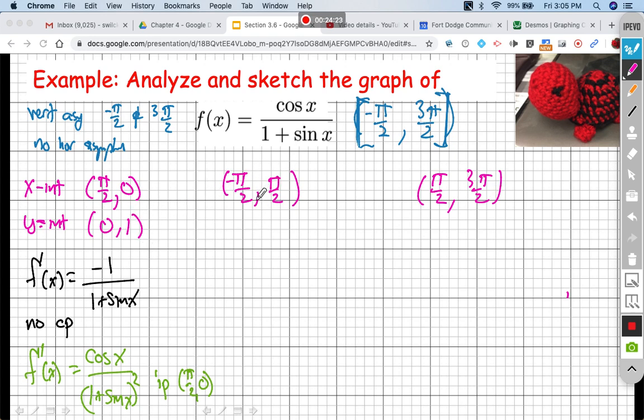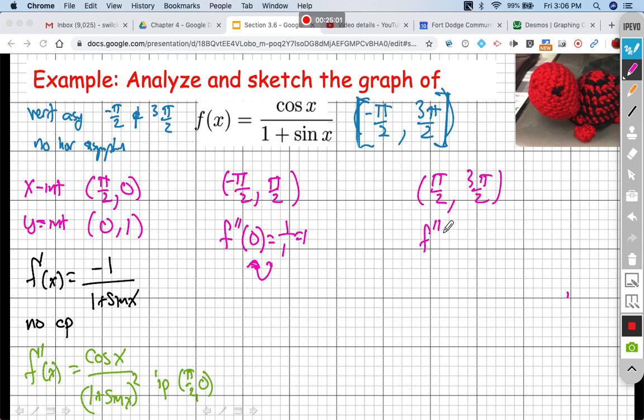So I look on this one. Again, I have no critical points, so I'm only going to worry about concavity here. So I have a point of interest, (0, 1), so let's try that one. If I try the second derivative at 0, I'm going to get the cosine of 0, which is 1, over 1 plus the sine squared. So that's going to be positive. So this is going to be concave up.